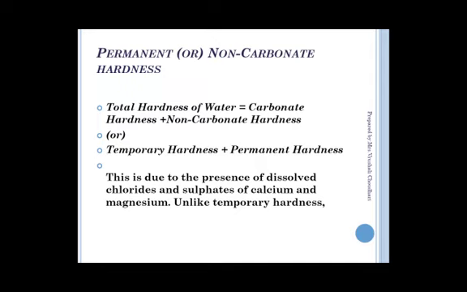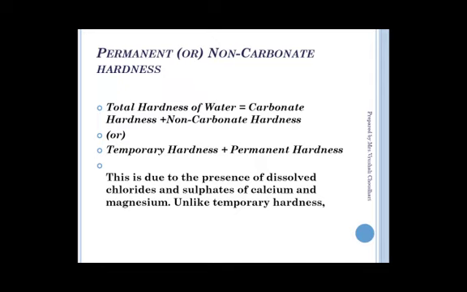Permanent hardness or total hardness. Total hardness means the addition of carbonate hardness and non-carbonate hardness. It is the addition of temporary hardness and permanent hardness. Remember this formula. We are going to find out the amount of hardness present in water. At that time we are going to find out how much total hardness is present, how much temporary hardness is present, and how much permanent hardness is present.